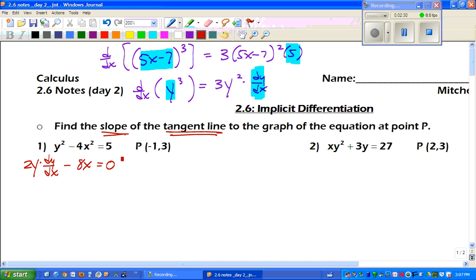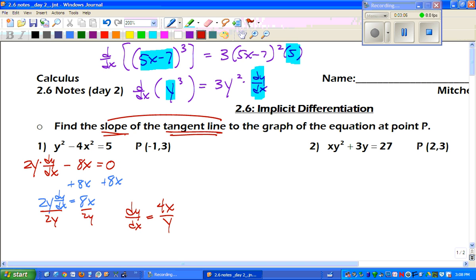Now, after we've gone ahead and taken the derivative of both sides, now we need to try and get dy/dx by itself. So there's only one of them here. We don't have to get them all on one side. This is here already, so we want to get everything else out of here. So I'm going to go ahead and add 8x to both sides. So we have 2y dy/dx equals 8x. And then we can divide both sides by 2y. And we get dy/dx equals 4x over y. So that's our derivative. And remember, the derivative gives us the slope of the tangent line.